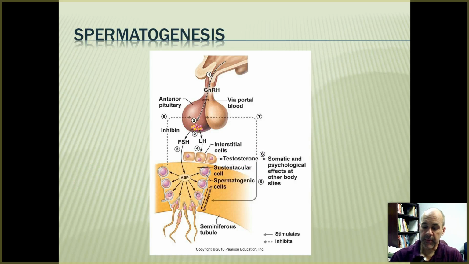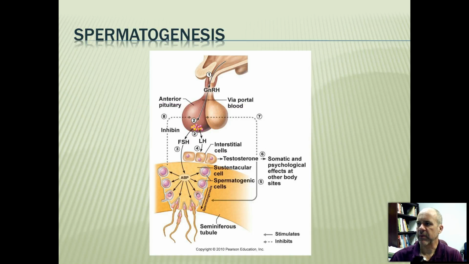Okay, then our negative feedback. Notice testosterone has negative feedback up here on the anterior pituitary and will lower the amounts of FSH and LH. And inhibin is produced by the sustentacular cells and plays a similar role. So you've got negative feedback that takes place to control the levels of testosterone inside the body, and also to help regulate the amount of sperm being produced in the male.